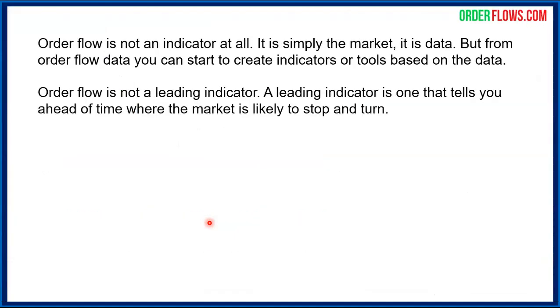Okay. But remember, order flow is not an indicator at all. It's simply the market. It's data. I know people like to think that order flow is the holy grail in the sense that you're going to know everything that's happening in the market, every single move, so you could take advantage of it: you get long here, you could short here. But really, it's just data, right? Once you know how to read it, then you can understand things a bit more clearly, right?